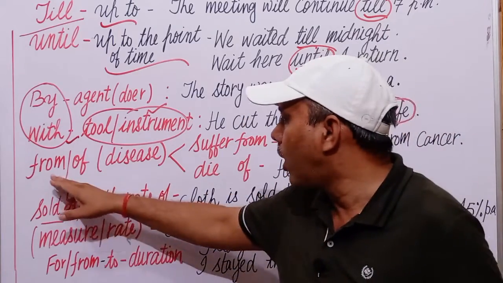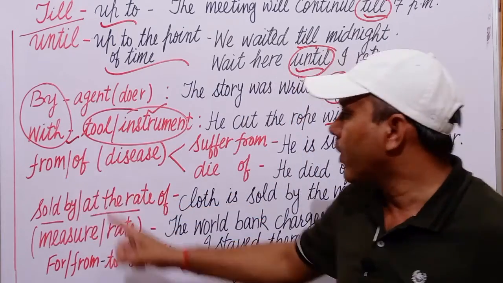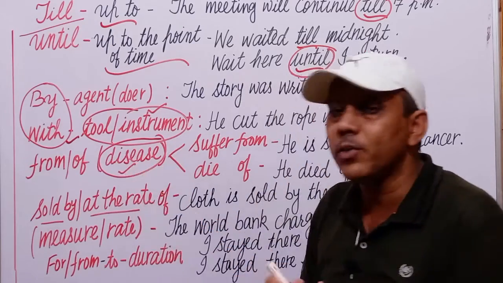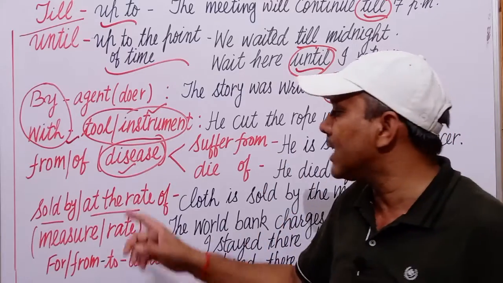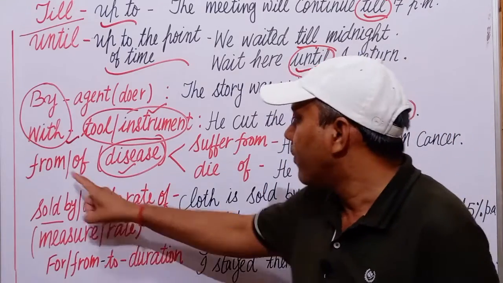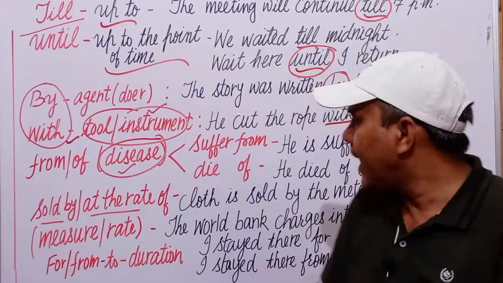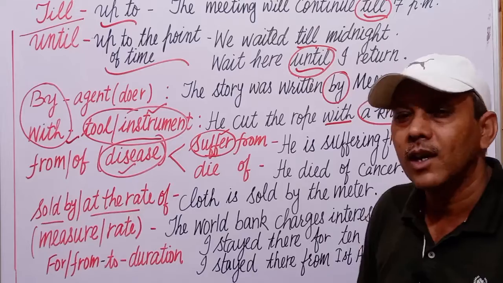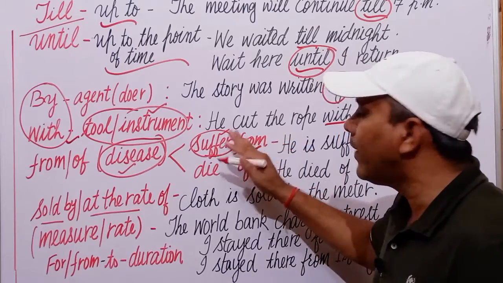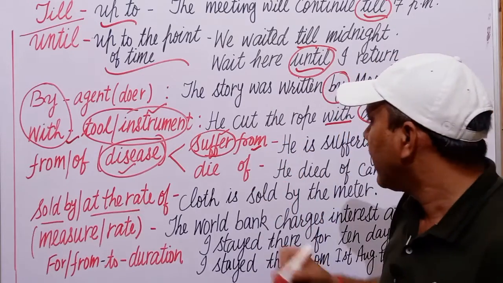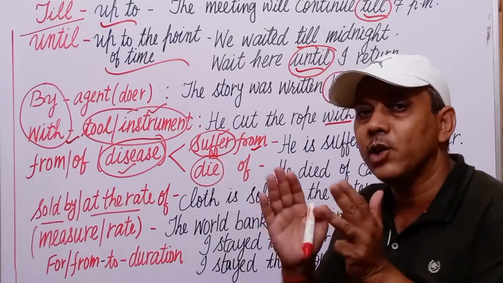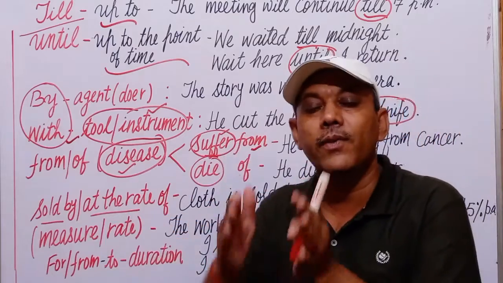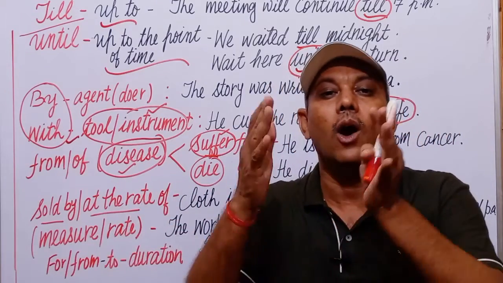Next is from and of. From and of in case of diseases. This type of question is frequently asked in examinations. From and of. Pay attention. If you find the verb suffer, then use from. Suffer from a disease. If someone dies due to that disease, then write die of disease. Suffer from a disease and die of a disease.